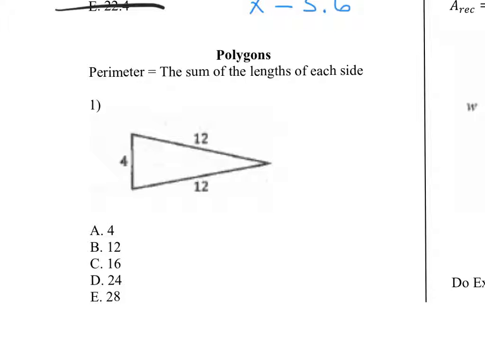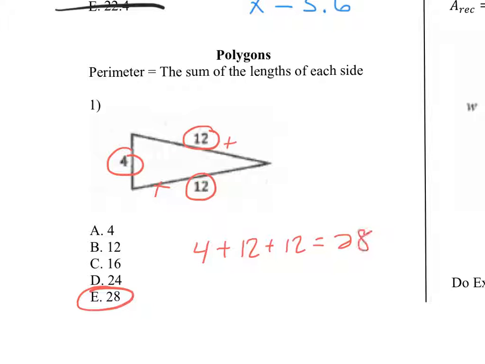Perimeter, or perimeter, as they call it in Canada, that's the sum of the lengths of each side of a polygon. A polygon is a closed figure made up of segments, and each segment intersects other segments at their endpoints. So if you're supposed to find the perimeter of this, we're simply going to add 12 plus 12 plus 4. And that's going to give us 24 plus 4 is going to give us 28. So the perimeter, we add up the lengths of all the sides.